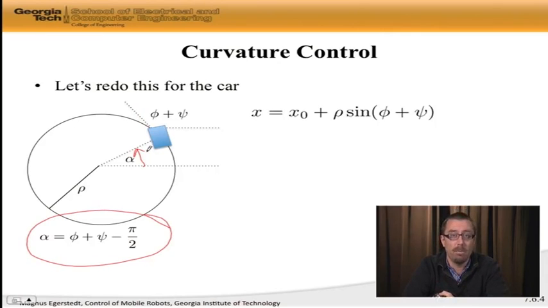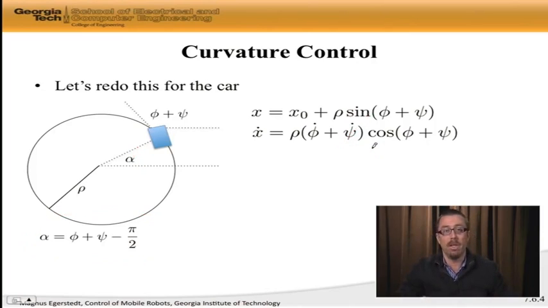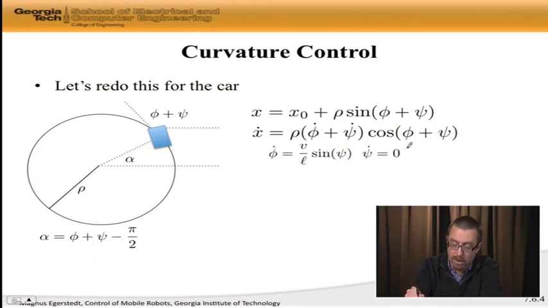So doing exactly what we did before, x is x naught plus rho, where rho is the radius of the circle, sine phi plus psi. Taking the derivative, we get x dot is rho times phi dot plus psi dot, cosine phi plus psi. Now, let's assume that we're driving on a circle. This means that we're going to hold the steering wheel fixed, which means that this term is going to be equal to 0, because we're not changing the steering angle. So we know that psi dot is 0.